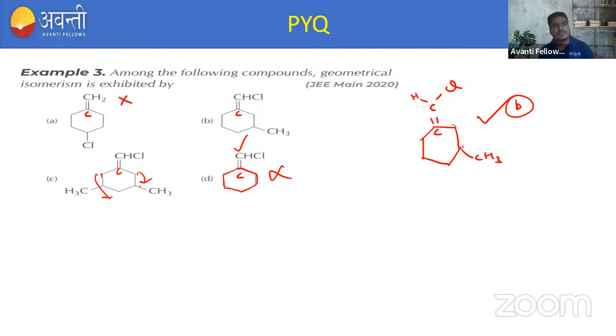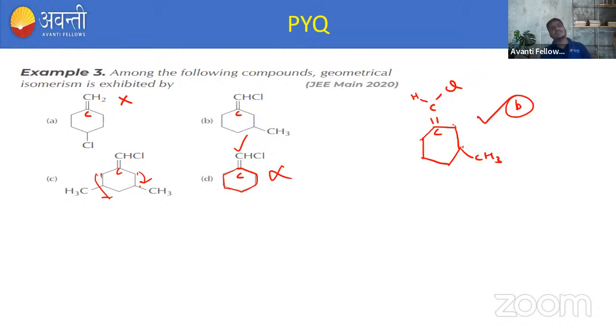Among the following compounds, why does only B show geometrical isomerism? Is this clear to everyone? Confirm once quickly, confirm fast. If you want to understand, then I'll repeat this once. No issue, just tell me.